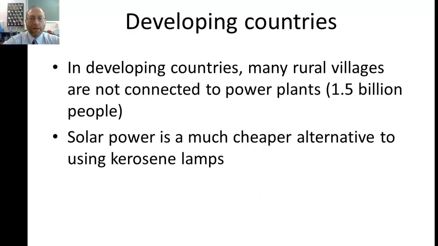We'll close by looking at developing countries. And in developing countries, particularly in rural villages, they're not connected to power plants. So they have no electricity whatsoever in their homes without solar. And this is about 1.5 billion people. They have to light their homes using kerosene lamps, which they have to purchase the kerosene for. So in addition to the pollution from that, and pollution also from, say, cooking something by burning coal or burning wood, when they use solar power, it's a much cheaper alternative to kerosene lamps, as you'll see in this concluding video for the Vodcast.